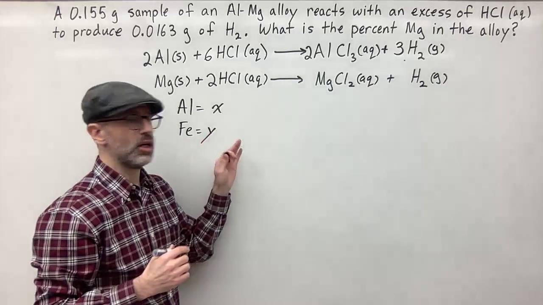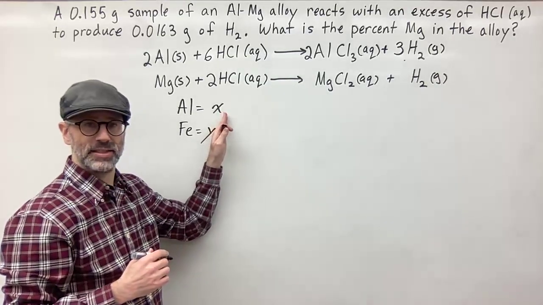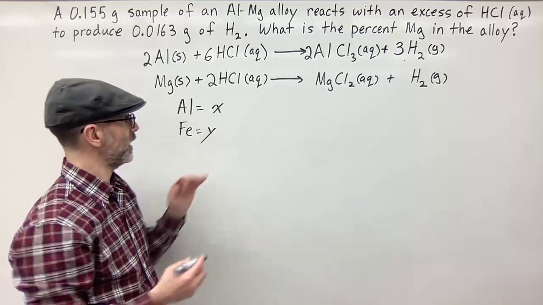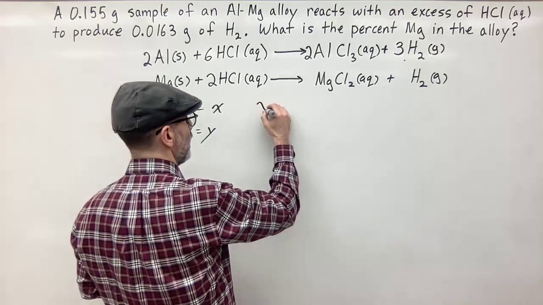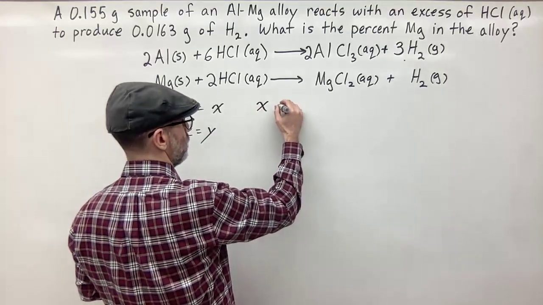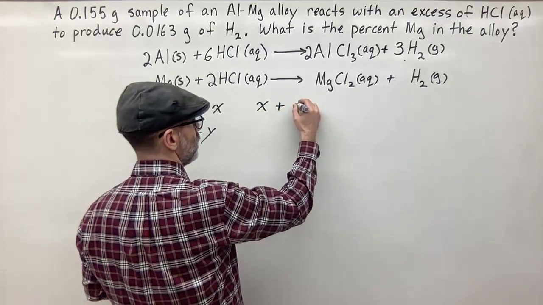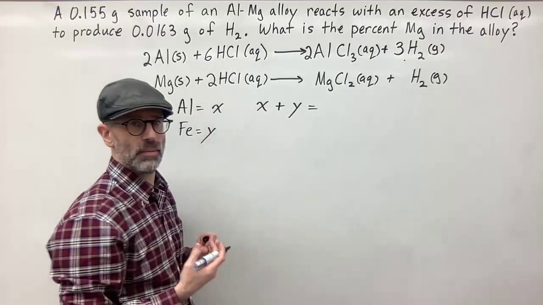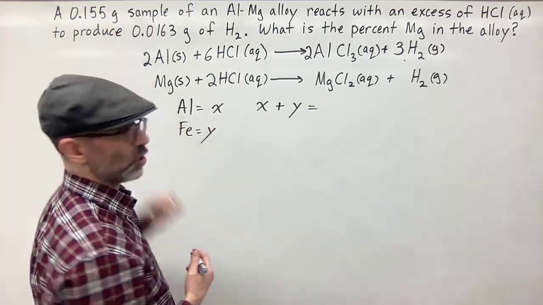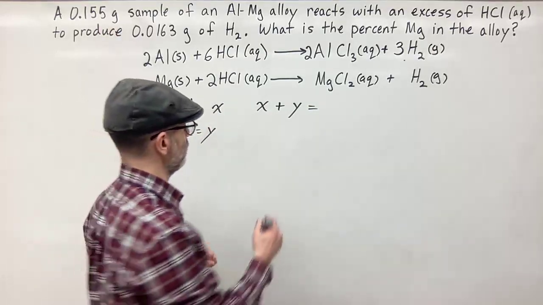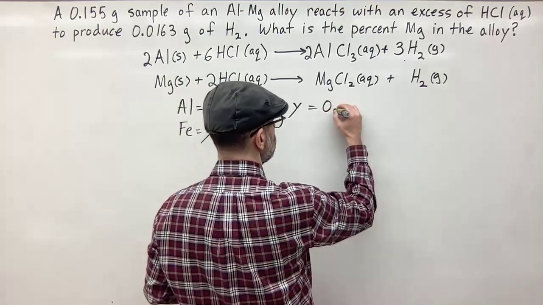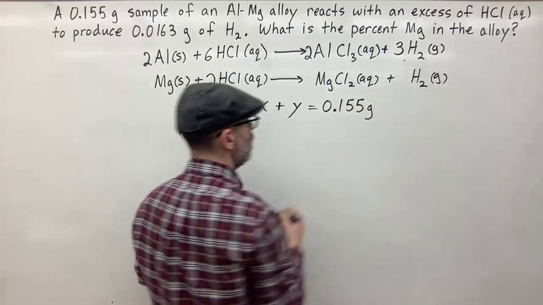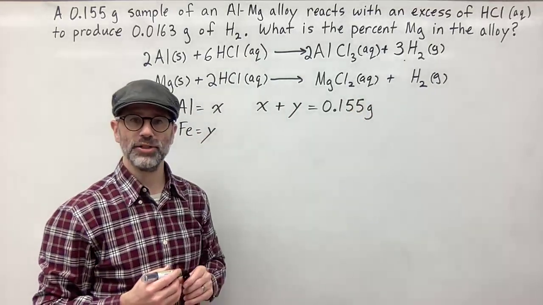So let's make aluminum, I'm going to call aluminum X, and I'm going to call iron Y. So if the amount of aluminum I have is X and the amount of iron I have is Y, then I know that the amount of aluminum X plus the amount of iron Y must add up to the total amount, which I'm given, 0.155 grams. So now I have my first equation.